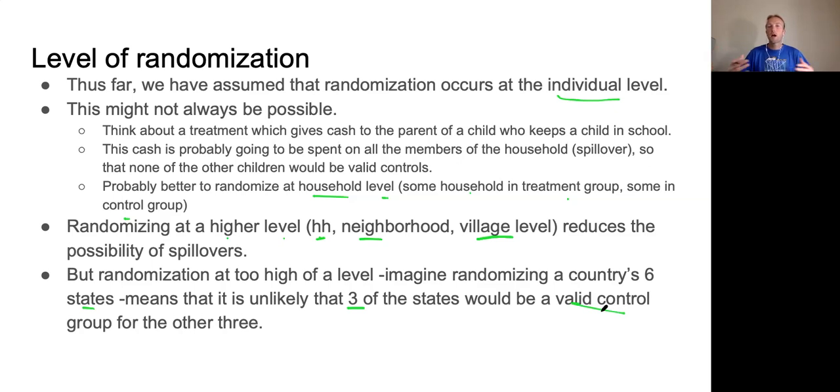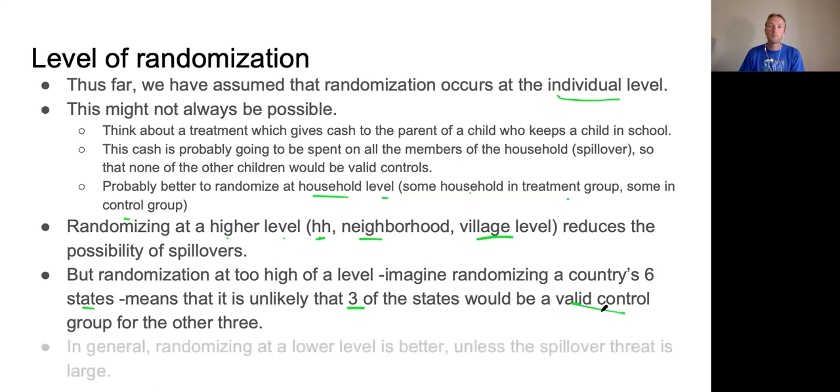Okay, so there's costs and benefits. The higher level you randomize, the lower the chance of there being a spillover. However, you kill your number of eligible population units, and you can start running into the problem where your groups are too small at that point. All right. So in general, randomizing at the lower level is better unless the spillover threat is large. Then we randomize a little bit higher to get rid of the spillover effects.